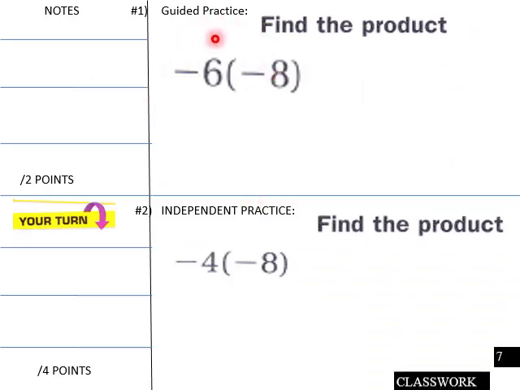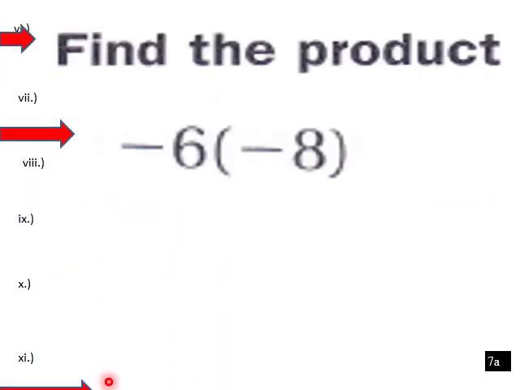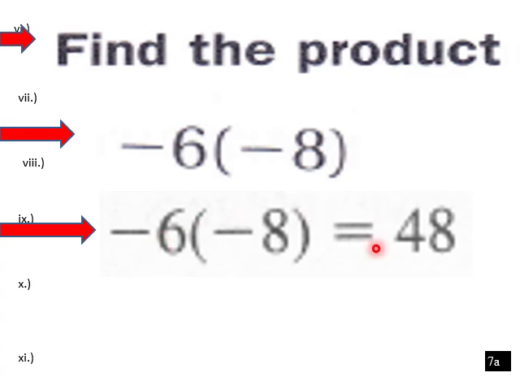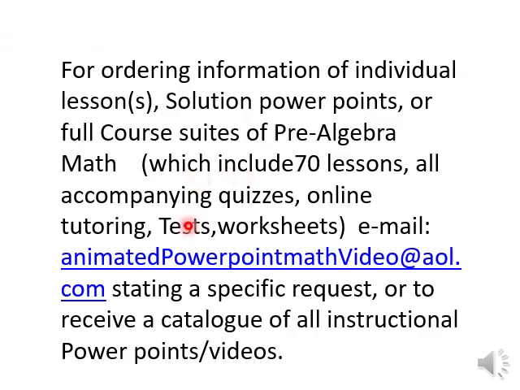Okay, back to our guided practice here. Students, we've got two negatives. What does that mean down here? Same thing, two negatives. So what does that mean? Two negatives means a positive. So when we have two negatives, a negative times a negative is a positive. So it would be positive 48, and that is lesson 1.7, part 1.